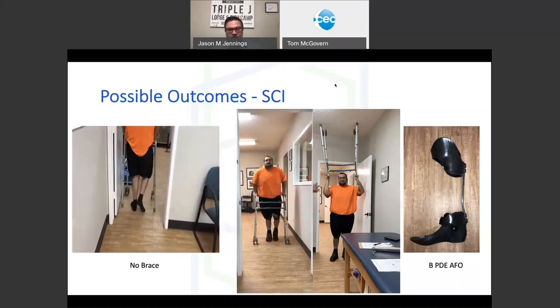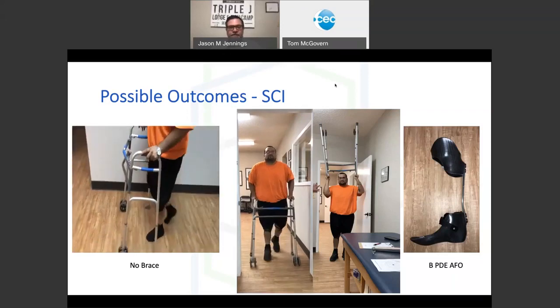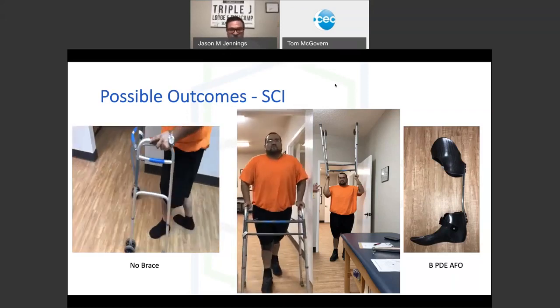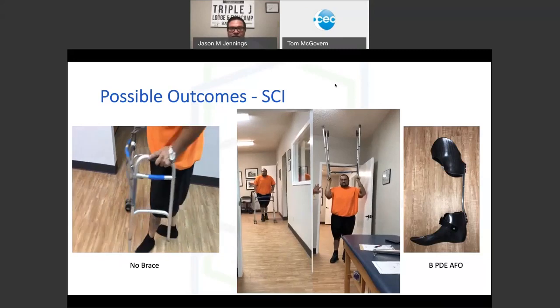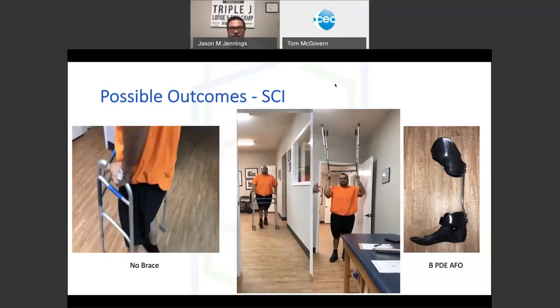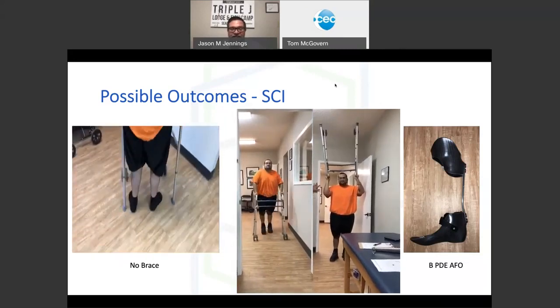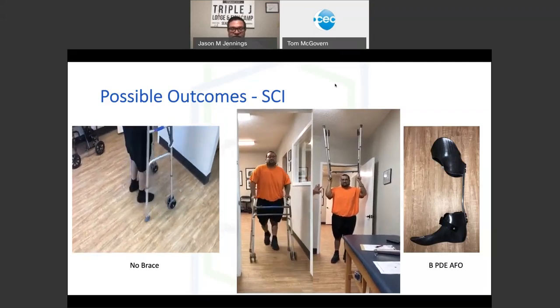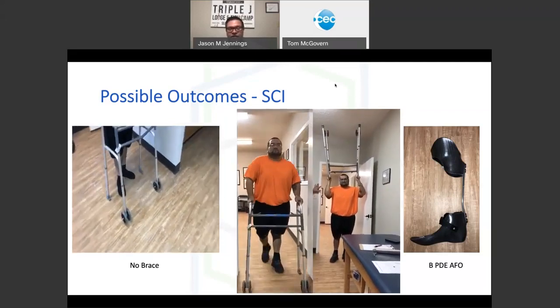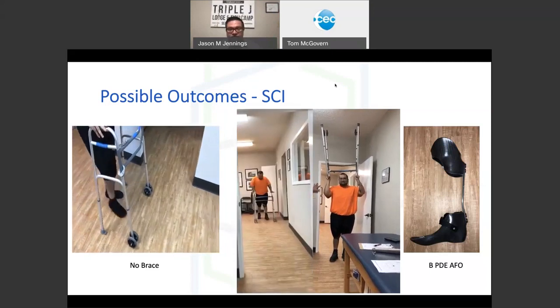I have changed the wedging in his shoes since then, but even on day one, you can see in the video on the right, he didn't really move much, but he lifted up his walker and said, I can stand hands free. And I think that was a success for him on day one, and he's continued to improve since then.